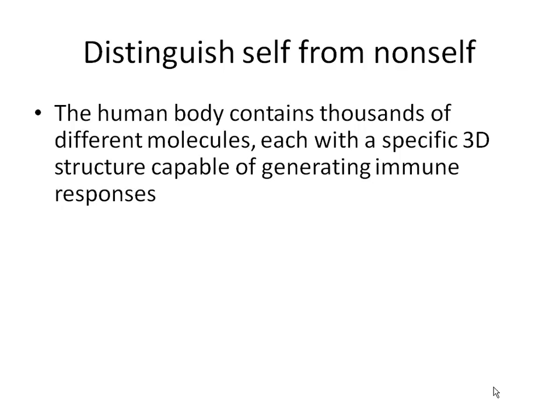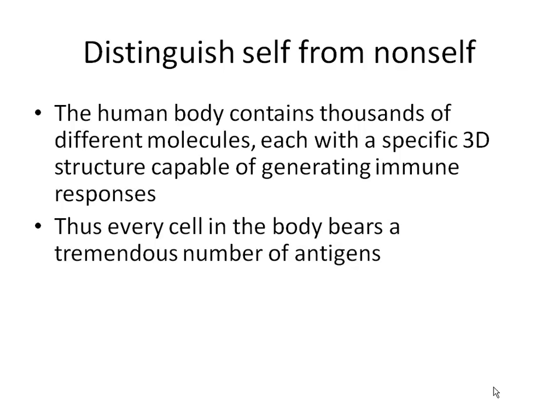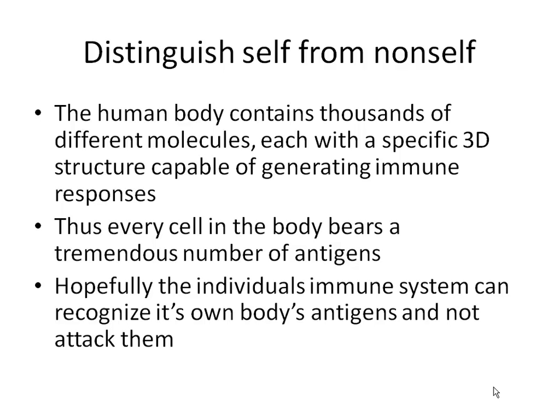And in the human body, you have to think of this. The human body contains thousands of different molecules. Each of them has a specific 3D structure that is capable of generating an immune response. So every cell in the body has a tremendous number of these antigens to help fight off these pathogens. Let's just hope that our immune system can recognize its own body's antigens and not attack them.